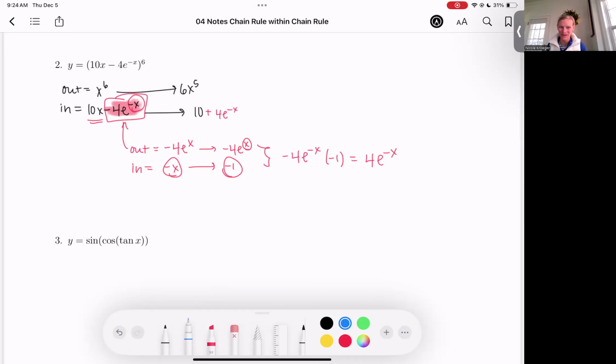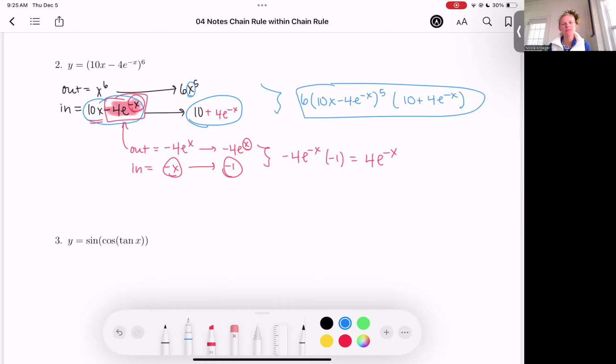That was just the derivative of my inside function. So now I'm going to put all of this back together. I'm going to plug my inside function into the derivative of my outside function. So I get 6 times (10x minus 4e to the negative x), all to the 5th power. And then I'm going to multiply that by the derivative of the inside function.